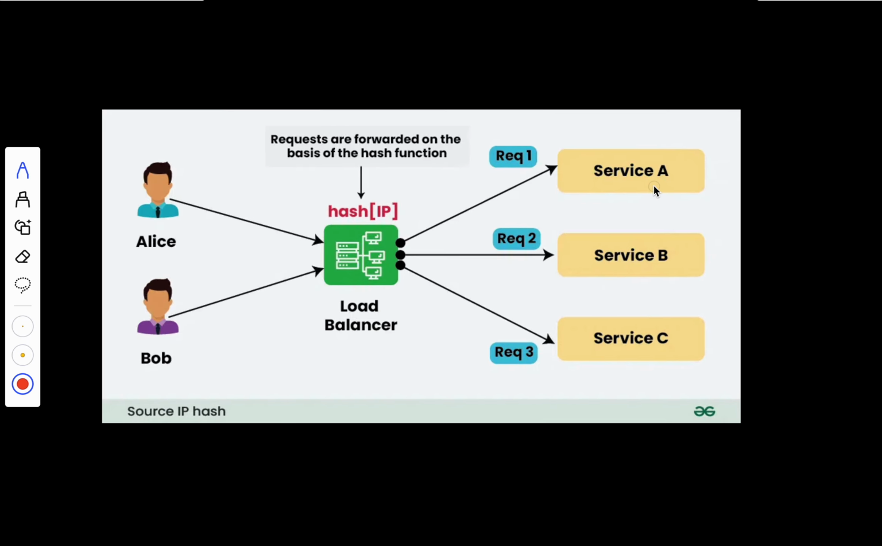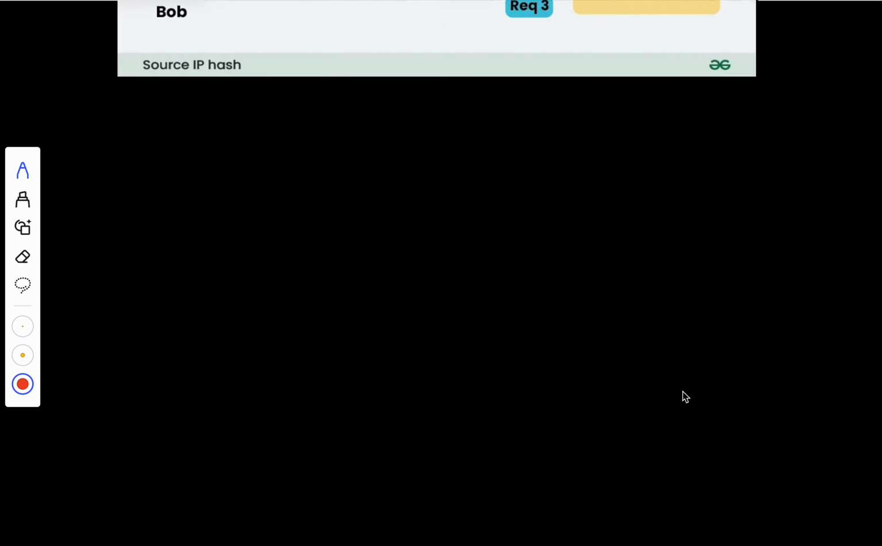Next, we have IP hash. It uses the client IP address to determine which server handles the request, and ensures that the same user always reaches the same server. It's great for session persistence, sticky sessions, and user-specific caching. Examples for that are online gaming, social media platforms, and personalized user experiences. It has some limitations because it can lead to uneven distribution if some users generate significantly more traffic than others.